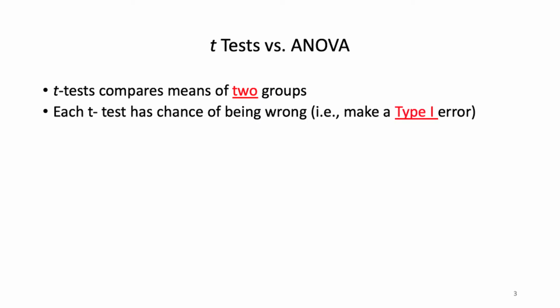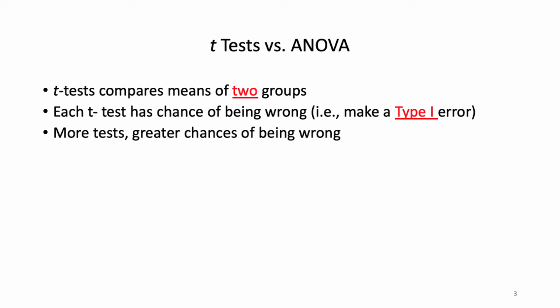Each t-test has a chance of being wrong, and we refer to this as a type 1 error. So a type 1 error is finding some effect where there actually really is not one, that is, finding a significant effect in the sample, and there is not really a significant difference in the population. You can think of type 1 error as convicting an innocent person in a court of law. You have found them guilty when they're not really guilty. The more tests you do on the data, the greater the chances of being wrong are.